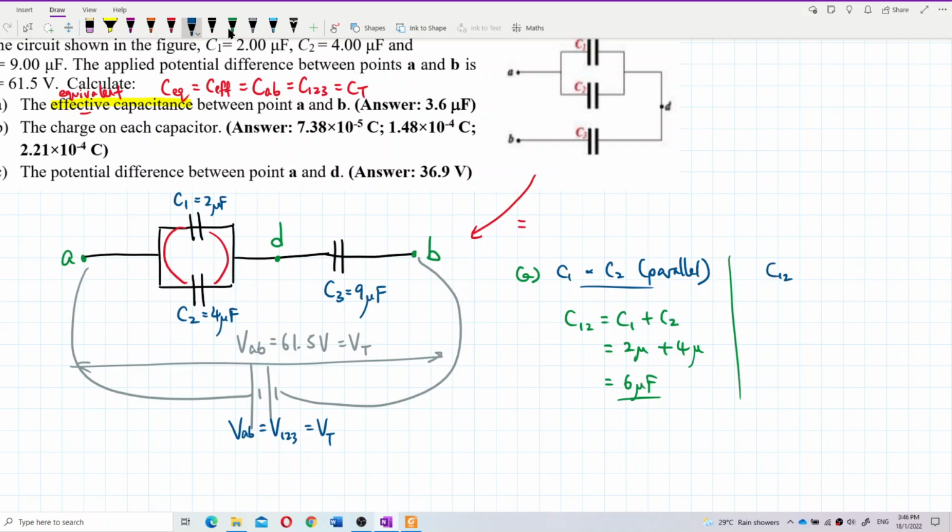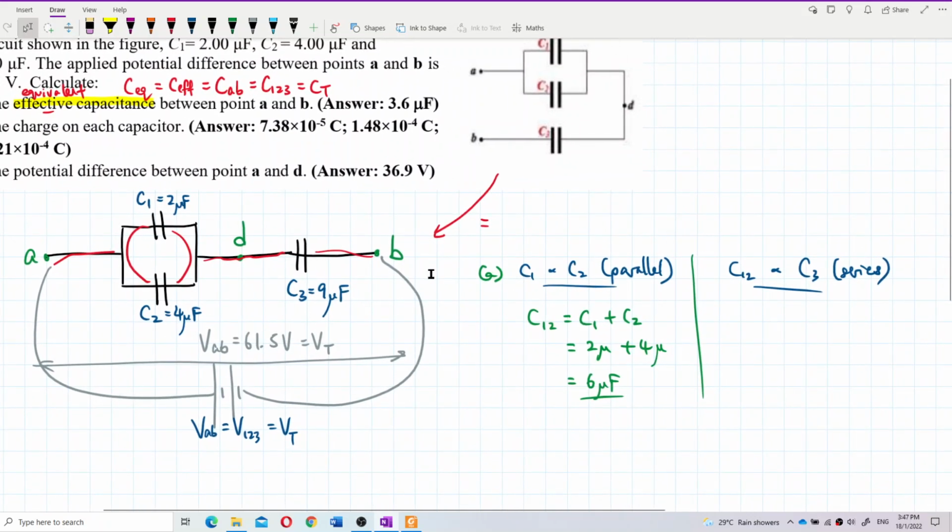Between C12 and C3, they combine as series, isn't it? Why? Because they only connect with one leg. C12 and C3 only connect with one leg, and the other leg connects to the power supply. This is how I look at it.